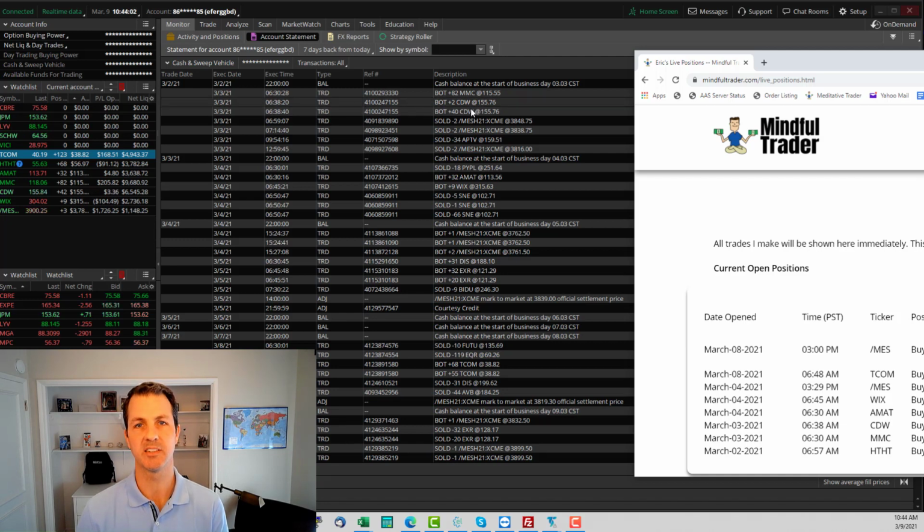CDW, you see it's broken into two different line items. I bought 42 shares total, but they were filled in different increments. That's not because I placed two separate orders, and I just want to clarify this really quickly. That's just because that's how Thinkorswim, or I should say TD Ameritrade, went about filling my order. They filled it in two separate lots.